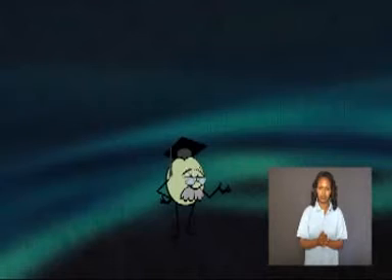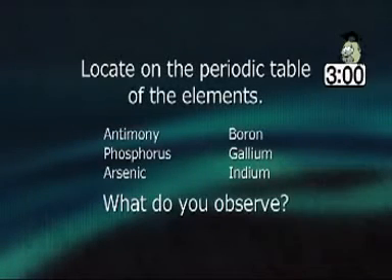Students, on the periodic table of the elements, you will notice that silicon and germanium are located in group 14. Please take a few moments now to map the following donor and acceptor impurities on the periodic table. What do you observe? Students, let's get ready. Begin.